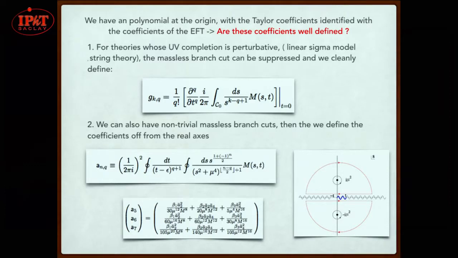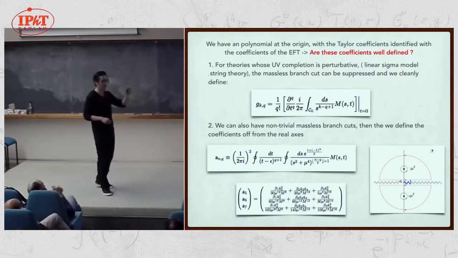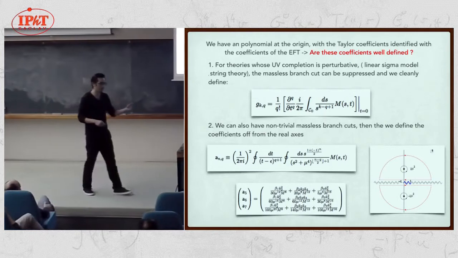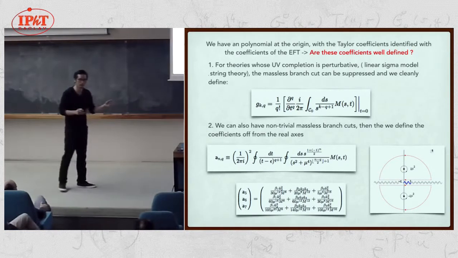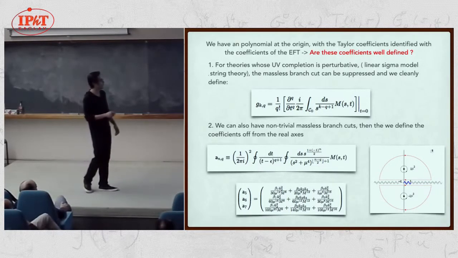Of course, if your UV completion is perturbative, for example, a linear sigma model or string theory, in the sense that there's a perturbative parameter in the UV that is still present in the IR, then you can just use this perturbative parameter to separate the massless branch cuts from the tree part. And therefore, you can define these operators cleanly by doing the usual Cauchy integral. So now we're not just doing the Cauchy integral in S, we're also going to do an expansion in T.